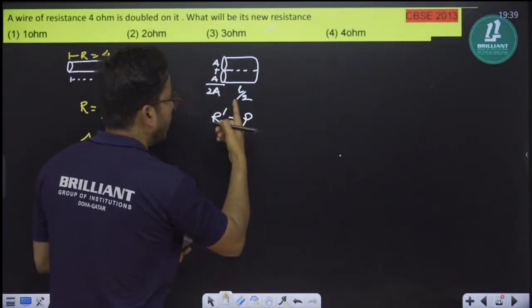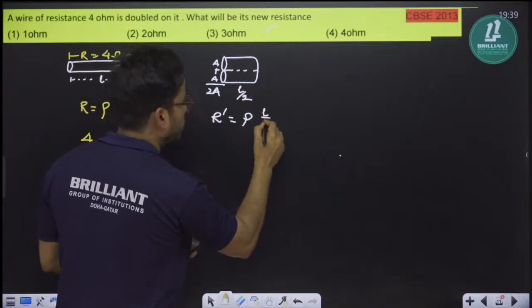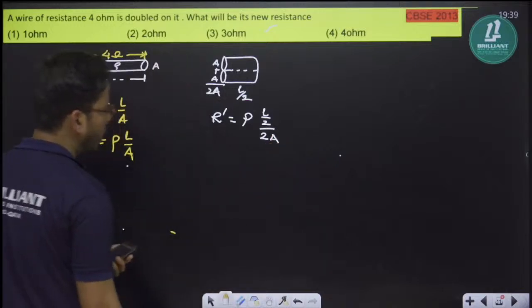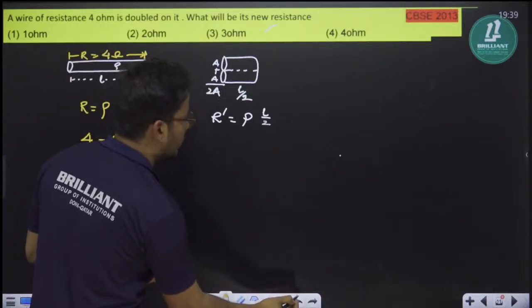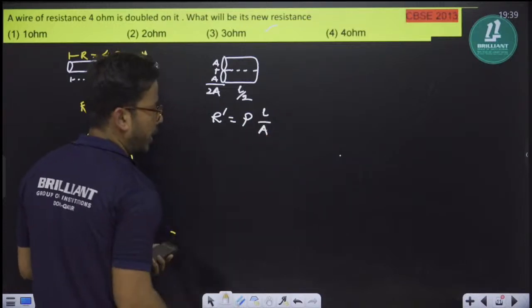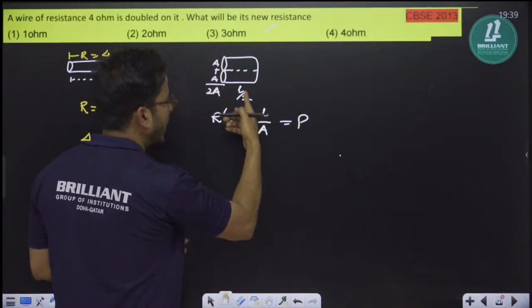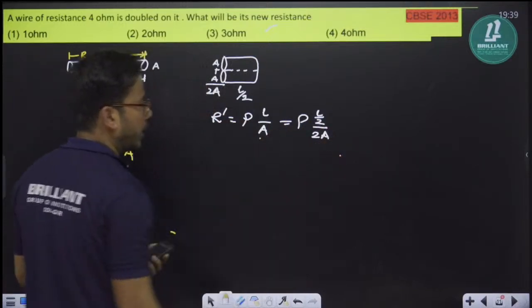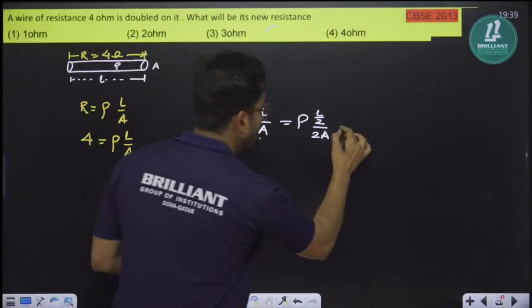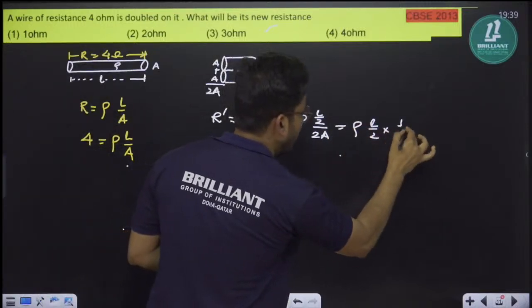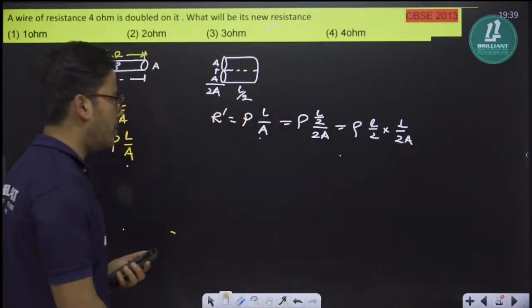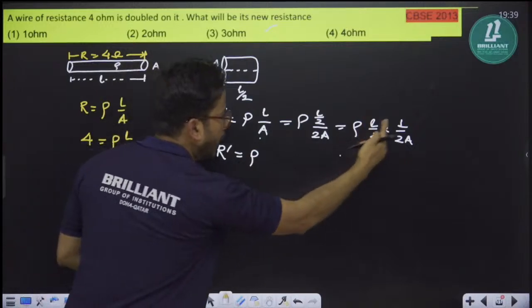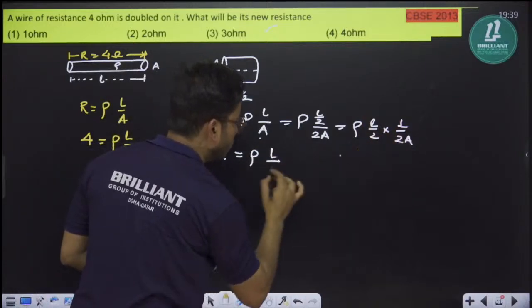So it is rho. Now replacing L, I will write L by 2, and over here I will write twice A. Those who are not understanding, I can make one more step over here. What I did is, rho, replacing L, I have written L by 2, and replacing A, I have written twice A. So what is going to be next? Next will be L by 2 into 1 by 2A. Once again, this much mathematics everybody knows. So R dash will be equal to rho, L into 1 is L, divided by 2 into 2 is 4 times A.